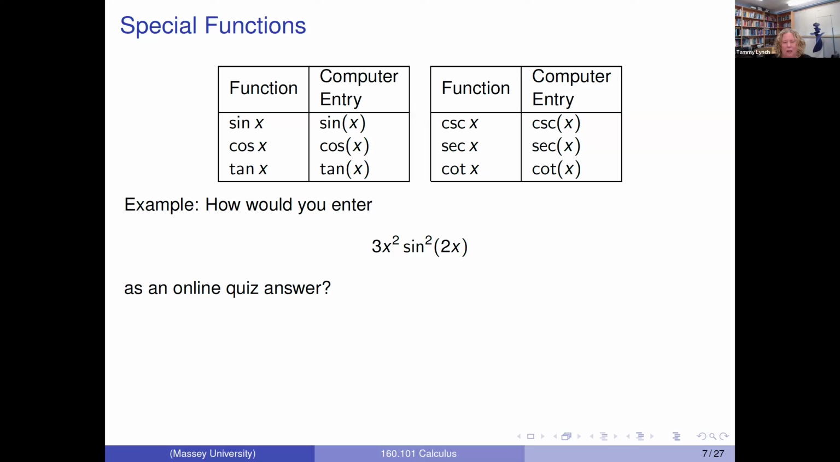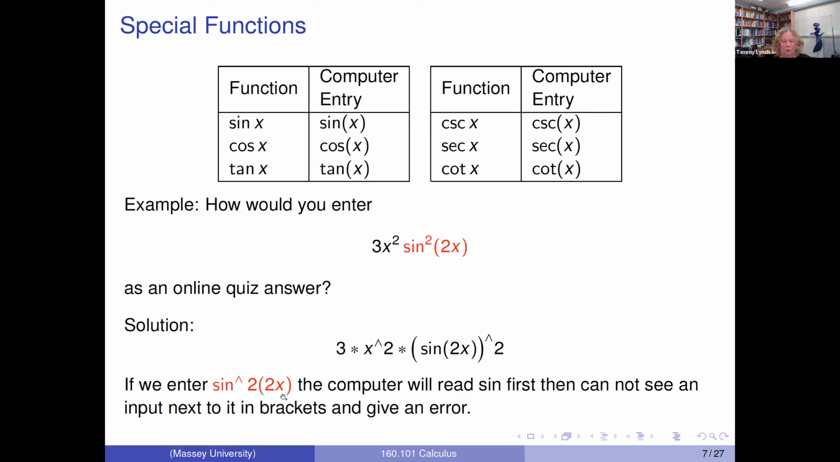But if I wanted to enter that as an online quiz answer, what I would do is I would say I have 3. I want to multiply that by x squared, so I need my asterisk to say multiply. X squared is written x hat 2. Again, I want to multiply that by the sine squared of 2x, so I need my asterisk. Now, sine squared of 2x, I cannot write as sine hat 2x. If you do this, you'll see that the computer doesn't understand what you're saying.